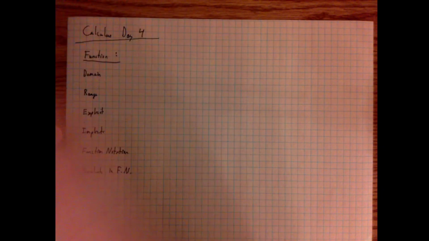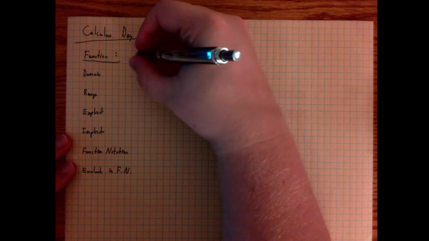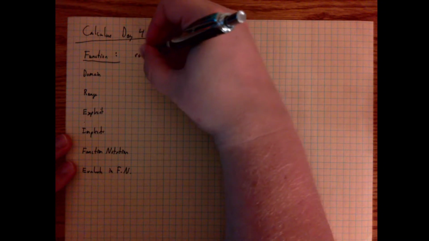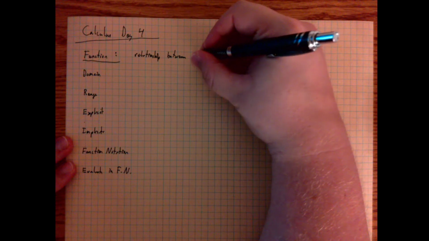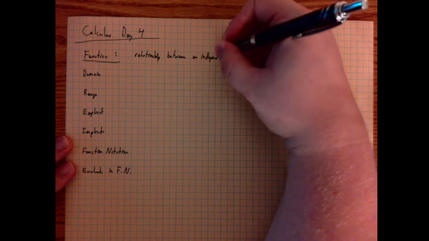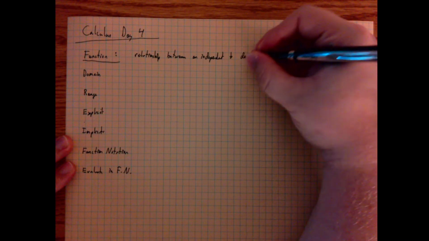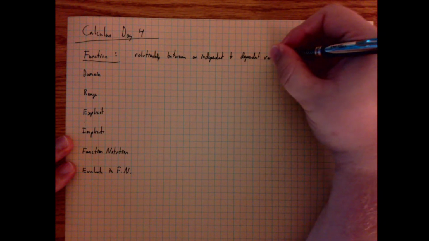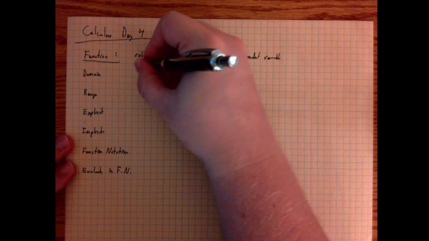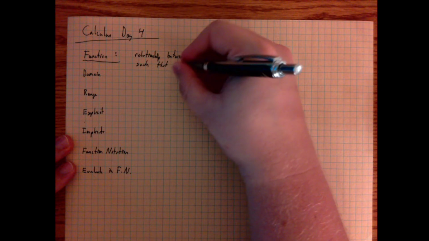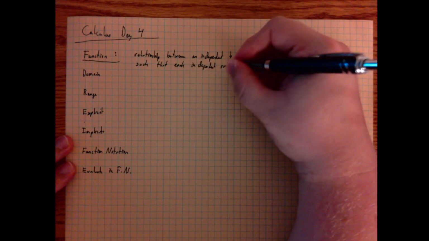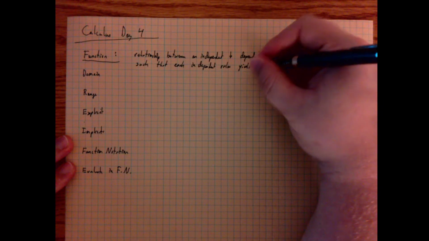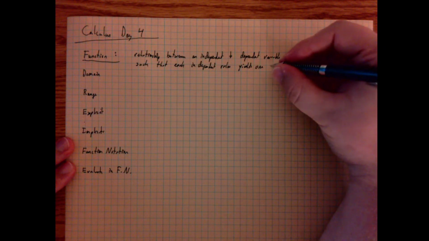How do we define a function? A function is defined in the following way. A function is a relationship between an independent and dependent variable such that each independent value yields one dependent value.